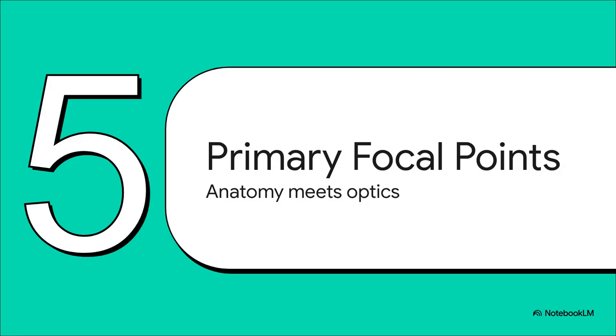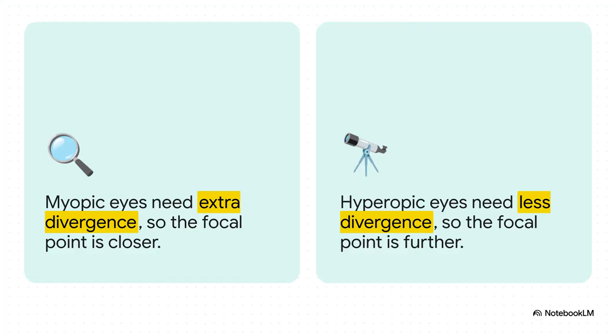Section 5. Shifting primary focal points. Let's see how this builds our understanding of foundational optics. Anatomy meets optics. You've likely seen those textbook diagrams where the primary focal points of myopic, emmetropic, and hyperopic eyes are all placed at different distances from the eye. But why? The error lens concept provides a flawless biological explanation for this.